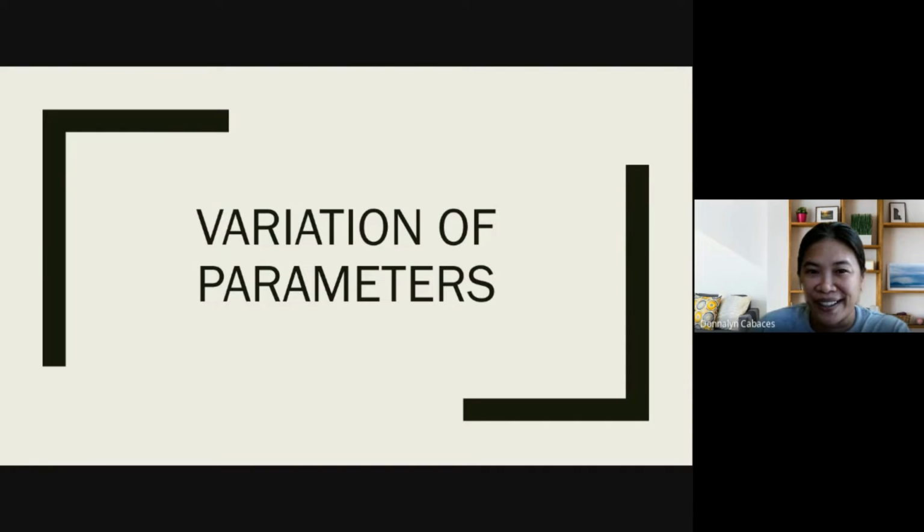Good day, everyone. We are now on the last topic, or the last method, of finding the particular solution of a second order linear differential equation with constant coefficient. This is the method of variation of parameters.